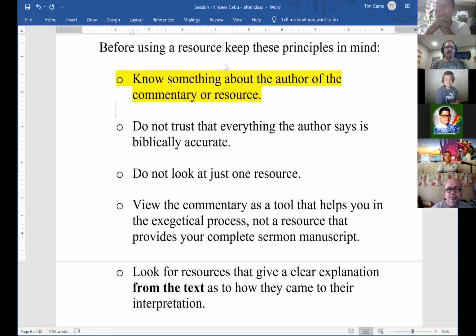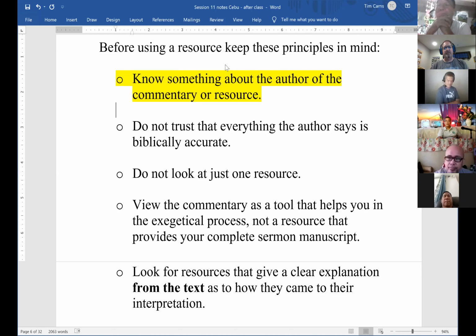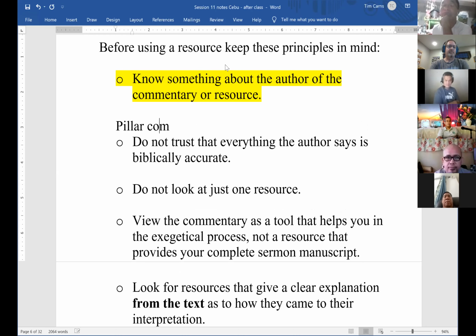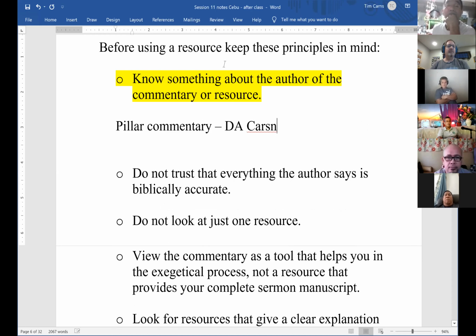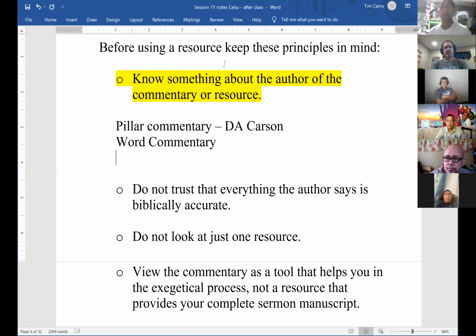All right. Also, some commentary sets have a reputation. Like, for example, the Pillar commentaries. Those have a reputation. D.A. Carson's the editor for those, so they have a reputation of being solid commentaries. But if you look at something like Word commentary, some of them are good, some of them are not as good. So that can be a mix. So some commentaries get a reputation. Of course, the MacArthur New Testament commentaries, they have a reputation of being really solid.